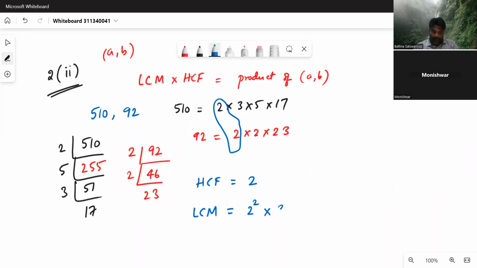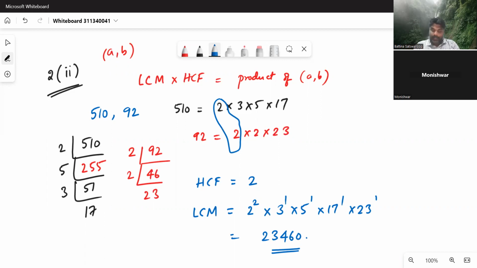You are having a maximum of 3, 3 and 1 5 and 117 and 123. If you multiply this, you will get 23460. You can multiply, I'm just showing you the thing. Okay, so this is HCF and LCM.